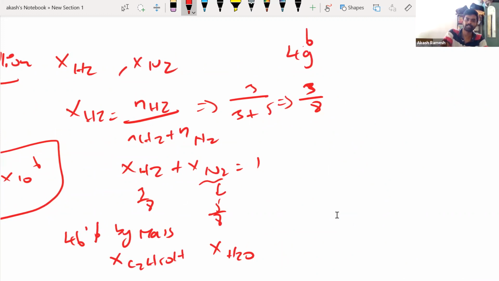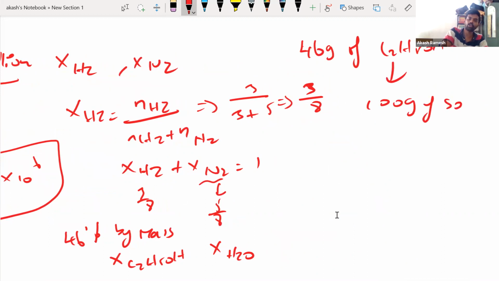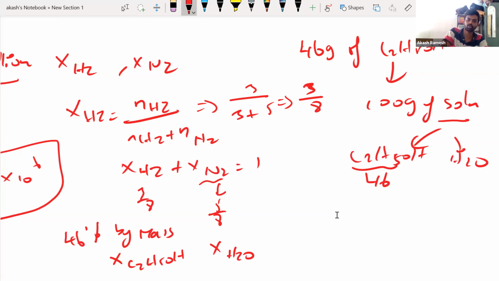46. Okay, sorry, 46. Right. I have 46 grams of C2H5OH in 100 grams of the solution. Again, this solution will contain C2H5OH as well as water. And I know this is 46 grams, total is 100. So I know the mass of H2O will be 54 grams.